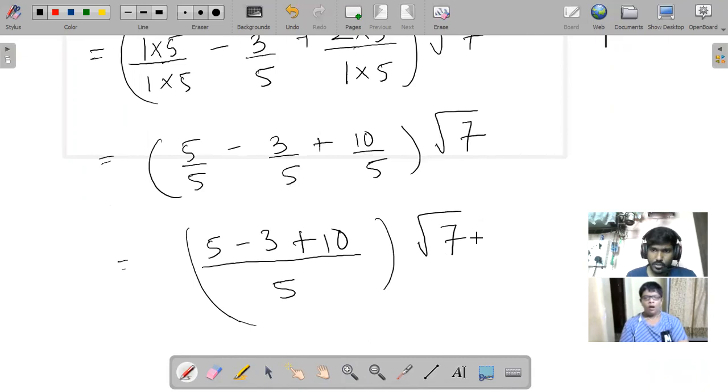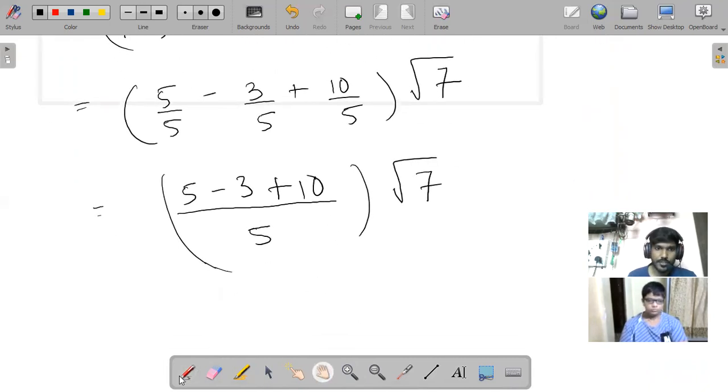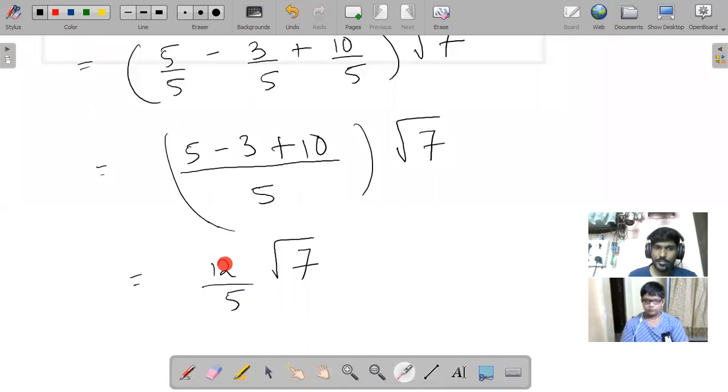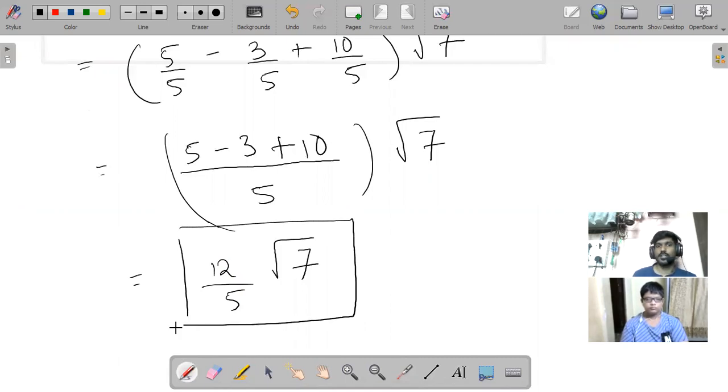I'll just simplify the numerator. How much is 5 minus 3? 5 minus 3 is 2. And 2 plus 10? 12. So you'll have 12 upon 5 and this root 7 as it is. That's it. 12 and 5 cannot be reduced further. So we'll keep it as it is. So your answer is 12 upon 5 root 7.